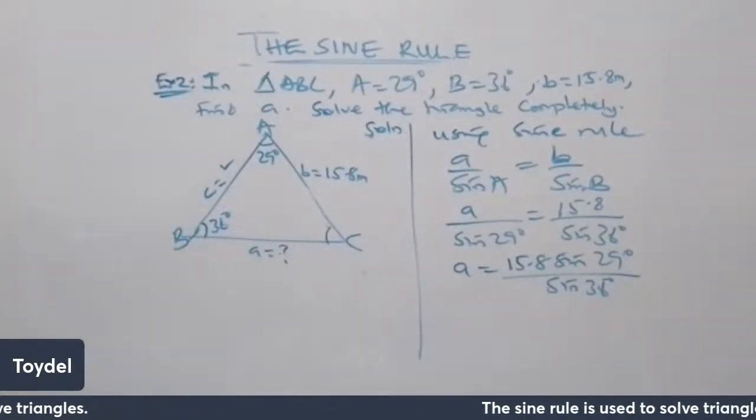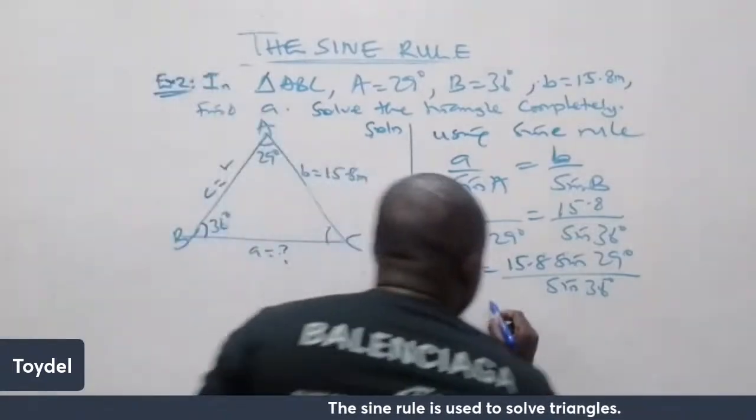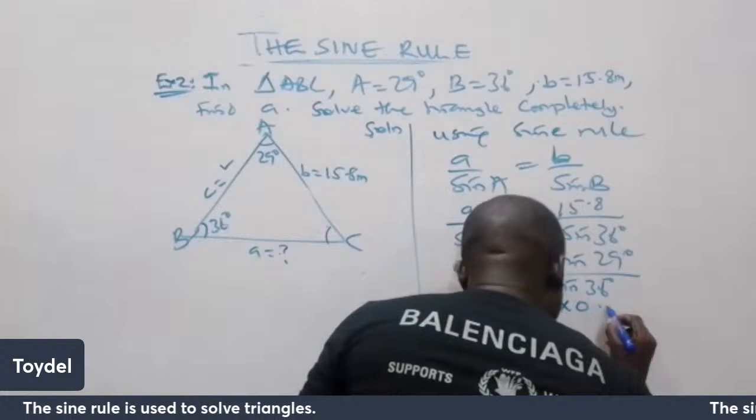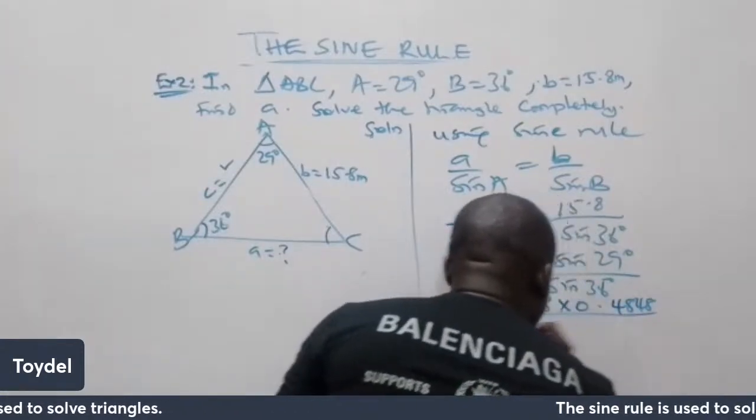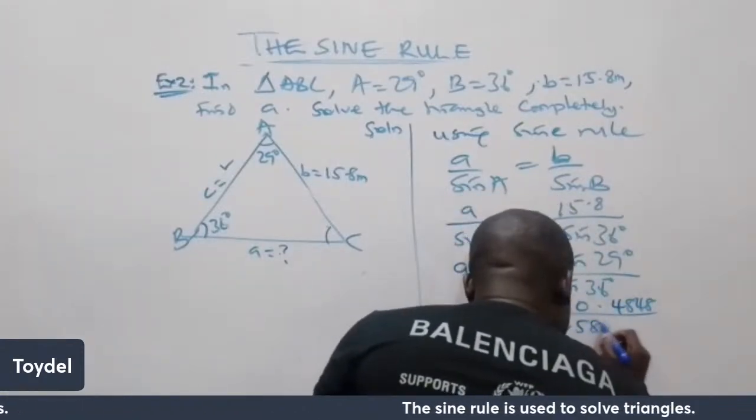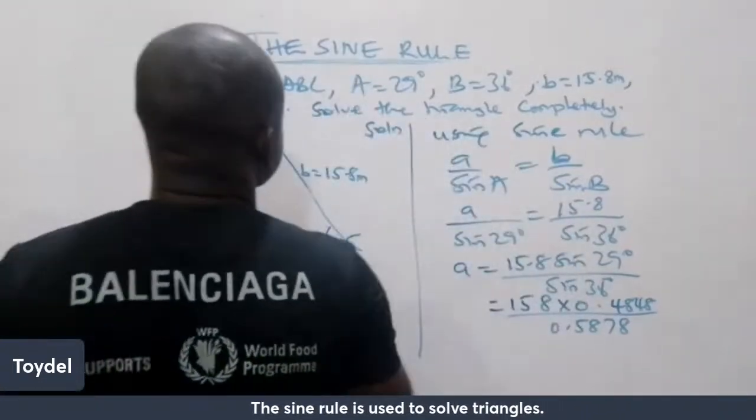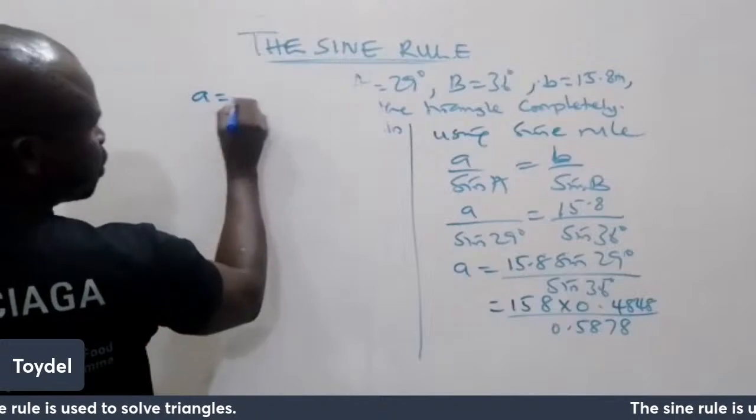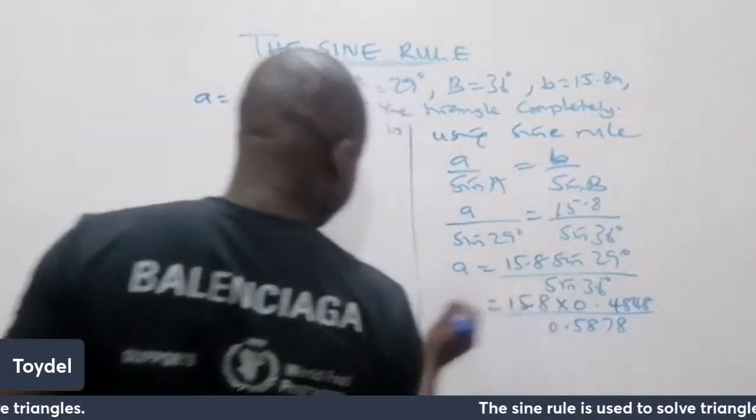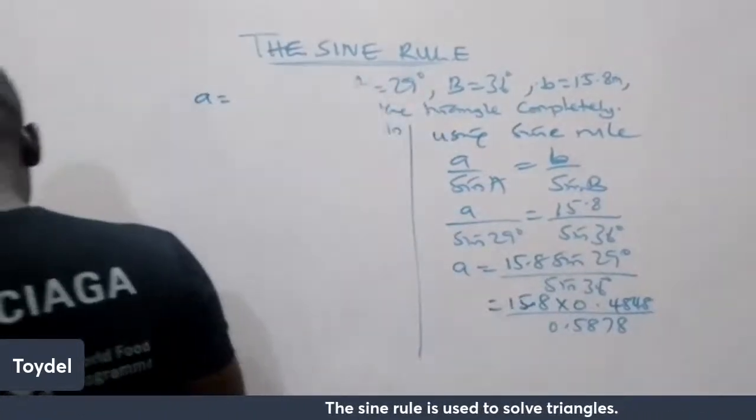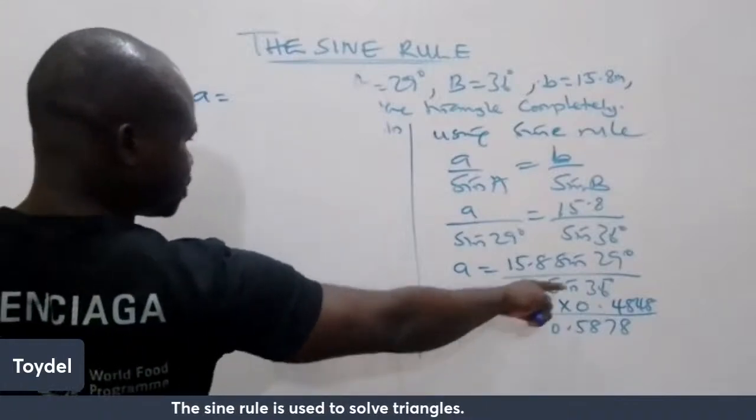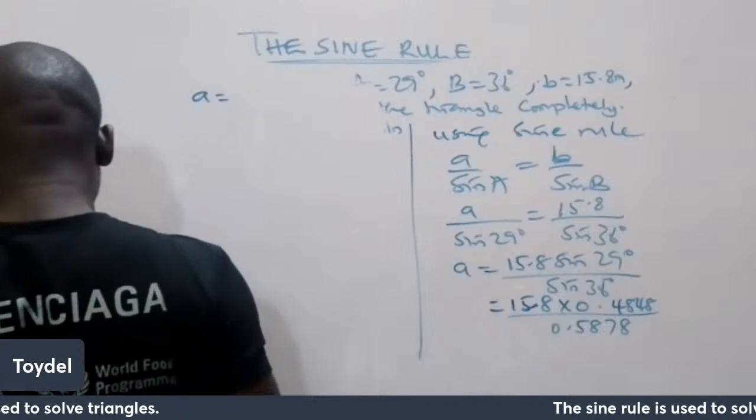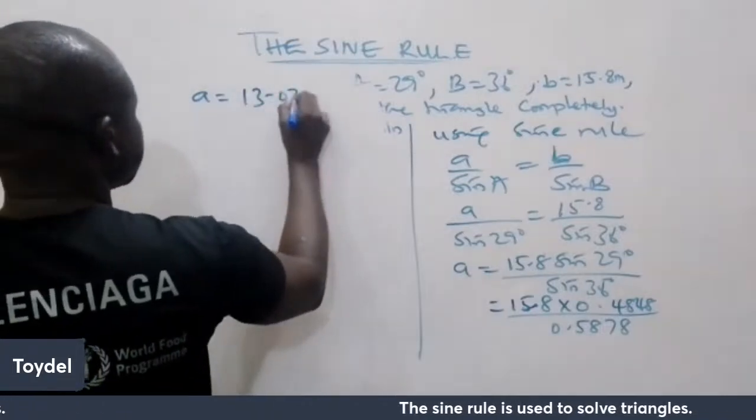So what is sine 29 degrees? Here we have 15.8 times sine 29 degrees, which is 0.4848, all over sine 36 degrees, which is 0.5878. That's what you're going to get. And what is the value of a? Side a will now be equal to, if you multiply that, 15.8 times 0.4848 divided by 0.5878. If you do that, you're going to get a to be 13.03 meters.